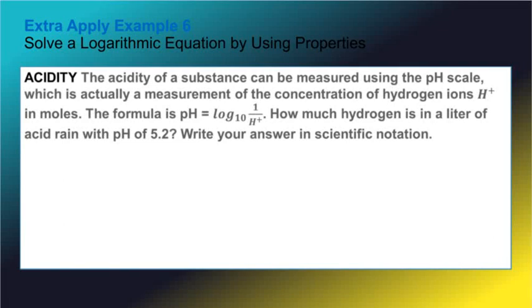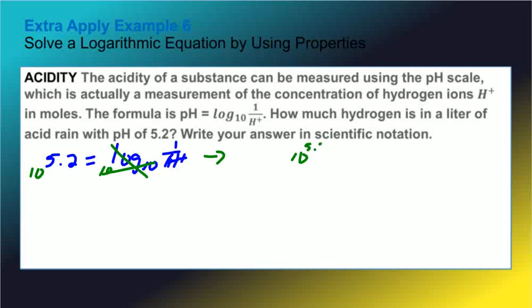So to solve this one, we put 5.2 in for pH. This is going to equal log base 10 of 1 over H plus. To undo a logarithm, we exponentiate. So that means that 10 and log base 10 undo each other. Whenever I do it to one side, I have to do it to the other. So right now I have 10 to the 5.2 equals 1 over H positive. I need to solve for H positive, so I need that to be on the numerator, so multiply by H positive on both sides.